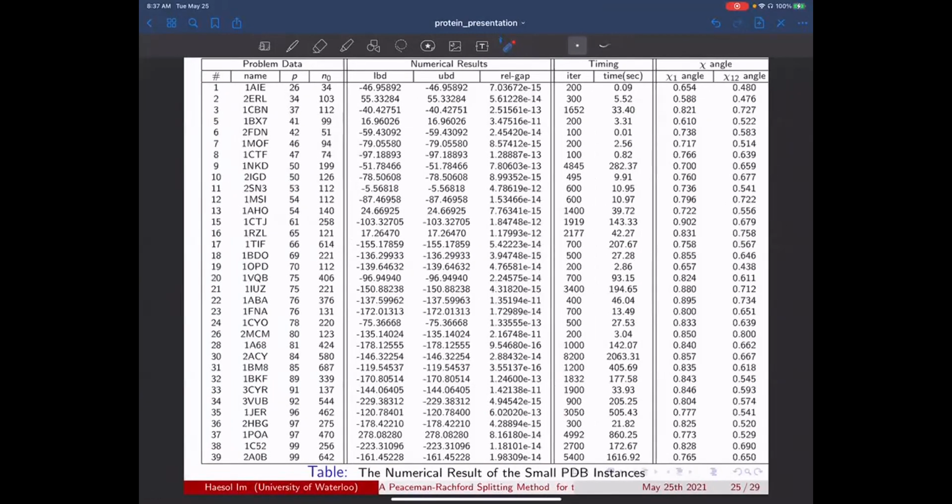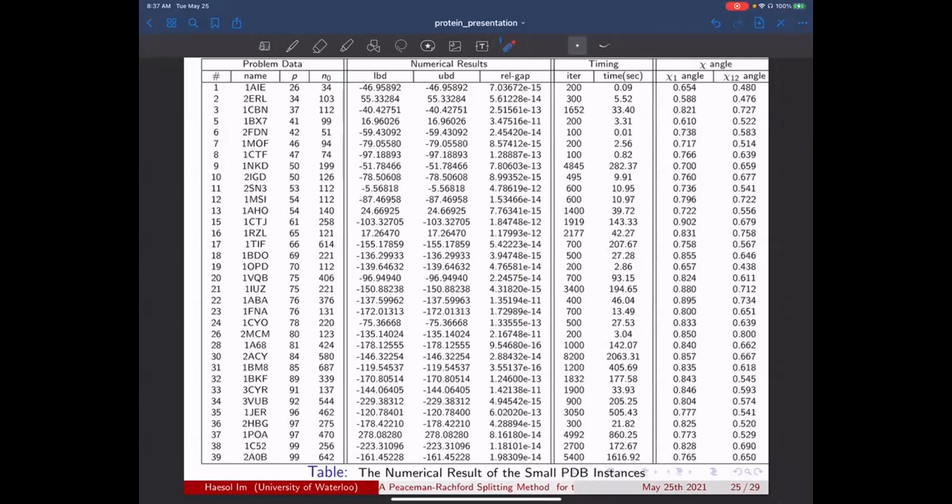Okay, so this is the numerical result that I obtained. These data are coming from a data bank called the Protein Data Bank. This column contains the name of each protein, and this P is the number of rotamer sets, and N0 is the number of nodes. And these are lower and upper bounds. But what I want to focus on here is this relative gap. If you look at the numbers in this column, it's essentially 0.